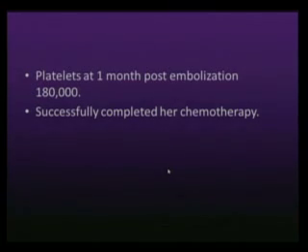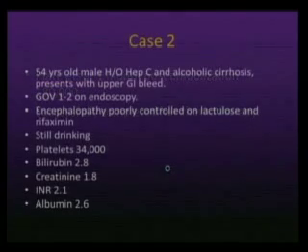Okay? And why only embolize 40 to 50%? Because in case she needs more chemo 6 months later, you can always go ahead and embolize another part of the spleen and keep the patient on another chemotherapy. Case 2.